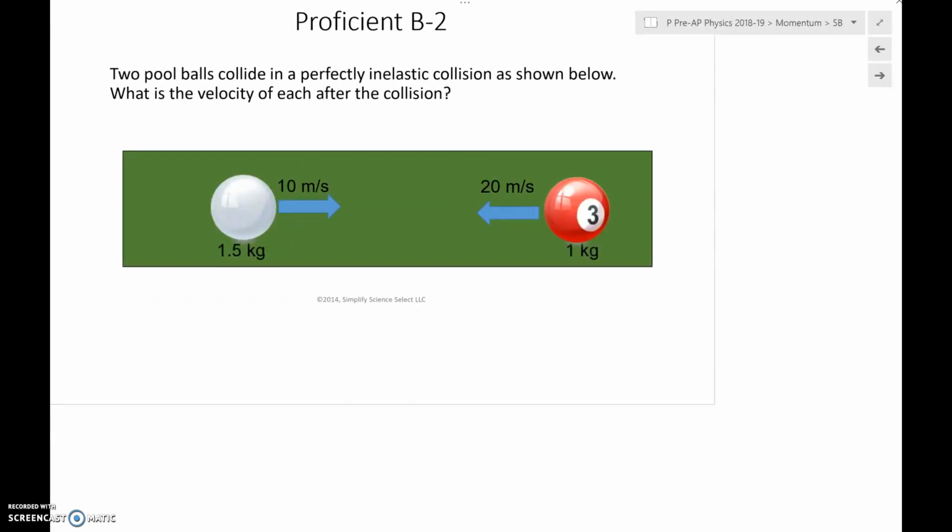Two pool balls colliding perfectly inelastic collision as shown below. What is the velocity of each after the collision?